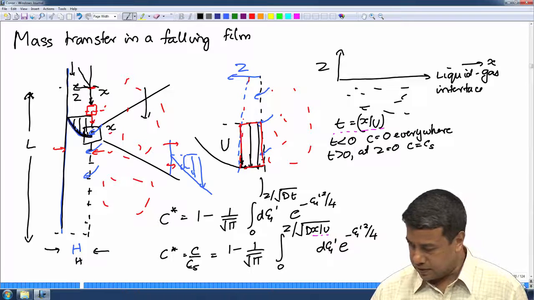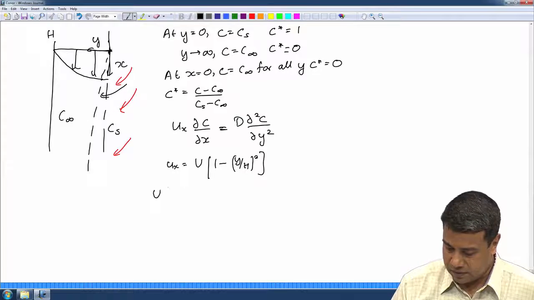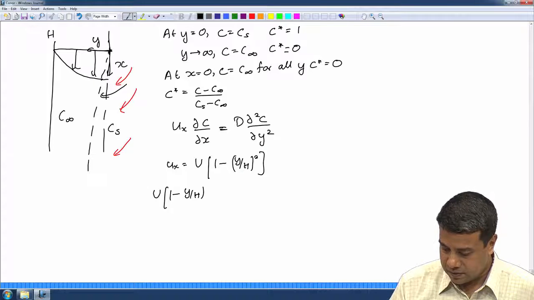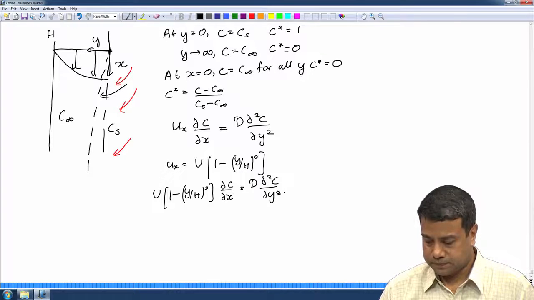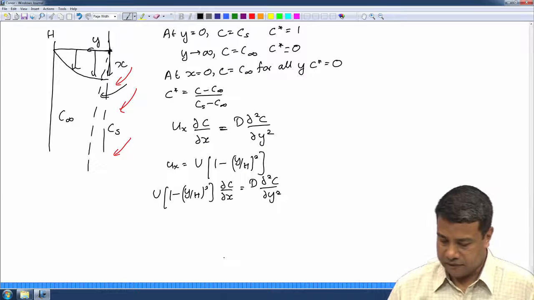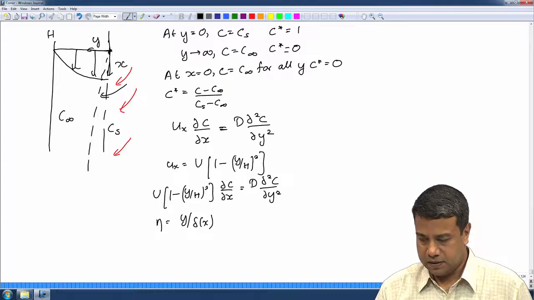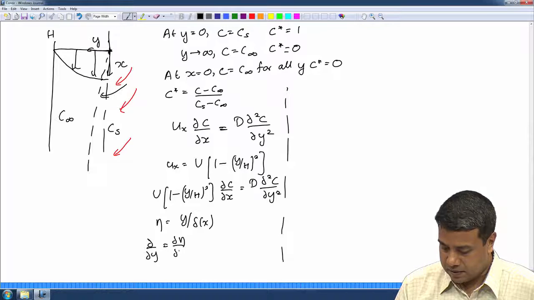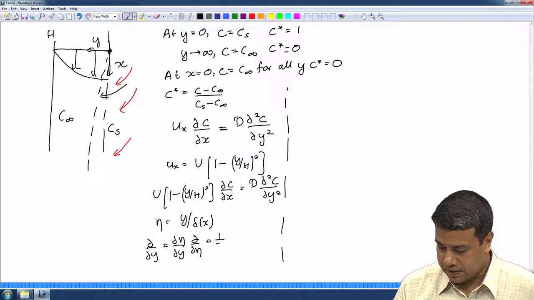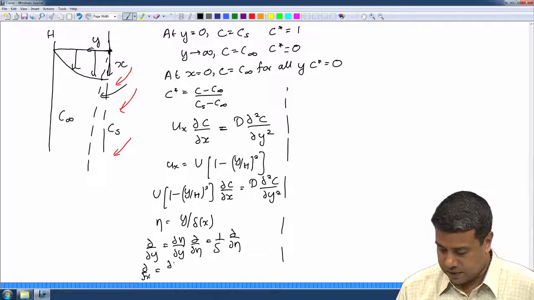And for that we had got this solution. Okay. And you can get the exact identical solution if you say that u into 1 minus y by h the whole square, times partial c by partial x is equal to d partial square c by partial y square. Okay. And then I express it in terms of a similarity variable, eta is equal to y by delta of x. Therefore, partial by partial y is equal to partial eta by partial y, partial by partial eta, which is equal to 1 by delta partial by partial eta.